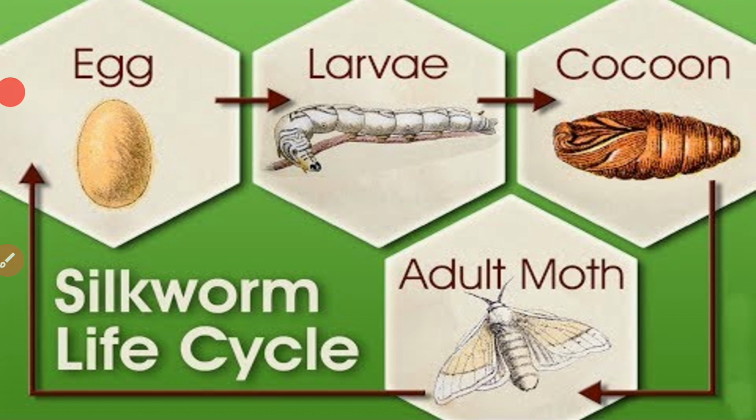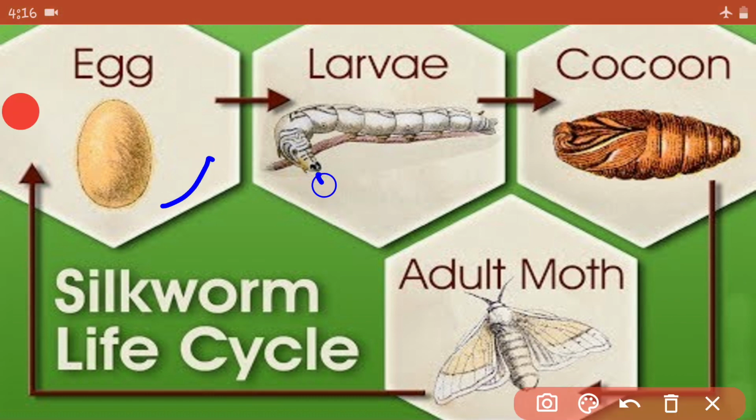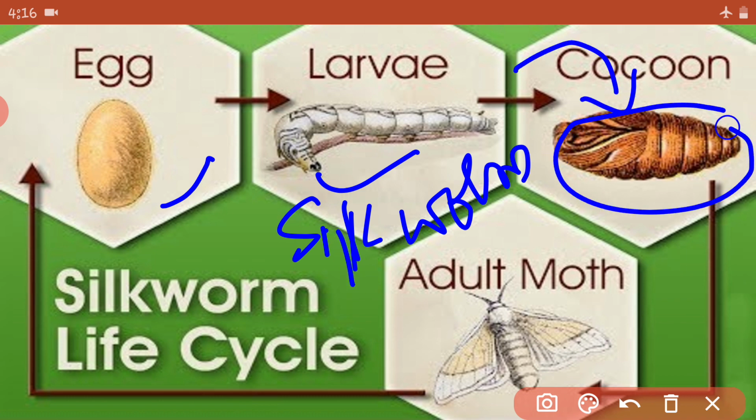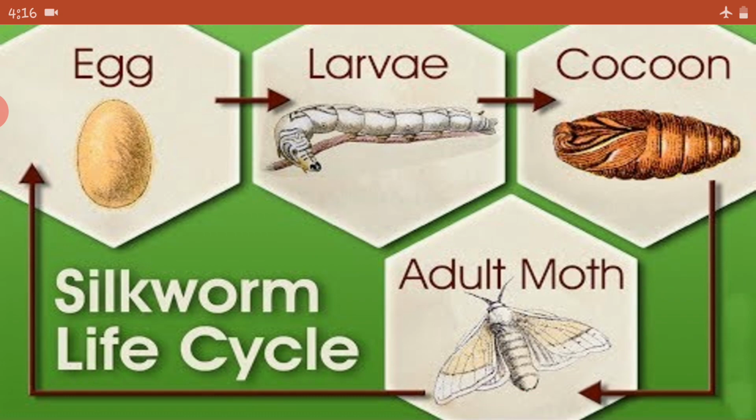You can see here one more time. This is the egg and this is the larval stage known as silkworm. And the silkworm weaves a cover around itself. This cover is known as a cocoon. And after some time it breaks its cover and changes into an adult silk moth.